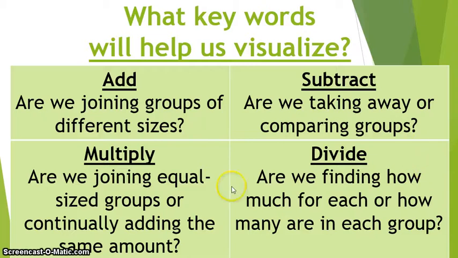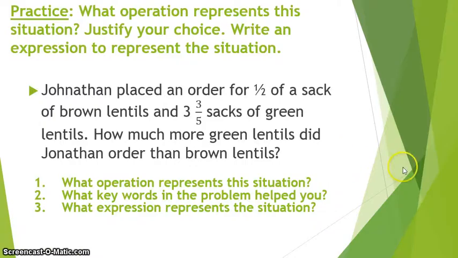We are going to use these ideas to look at some real-world problems. So as we do, we are going to practice. We are going to try to figure out which operation we would need, be able to justify our choice with keywords, and also write an expression to represent the situation. So here is our first expression. Jonathan placed an order for half a sack of brown lentils and 3 3/5 sack of green lentils. How much more green lentils did Jonathan order than brown lentils?